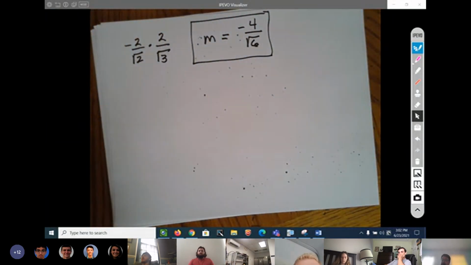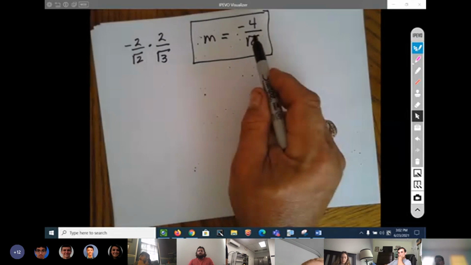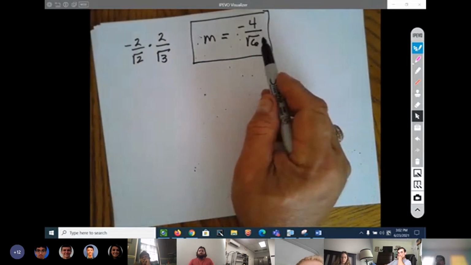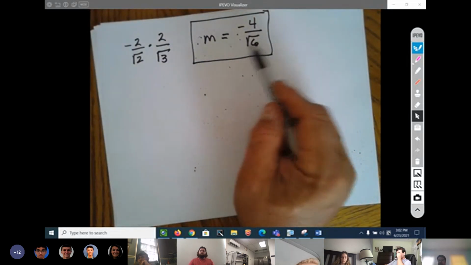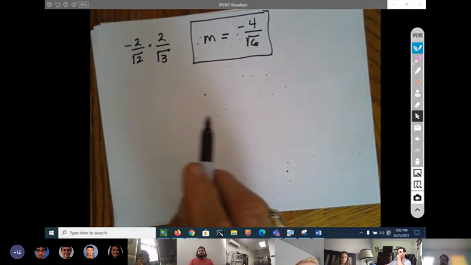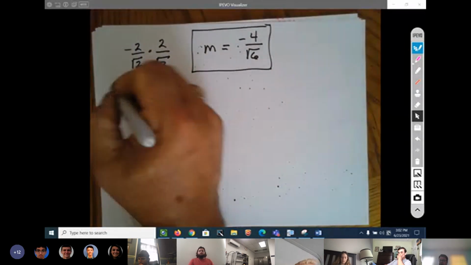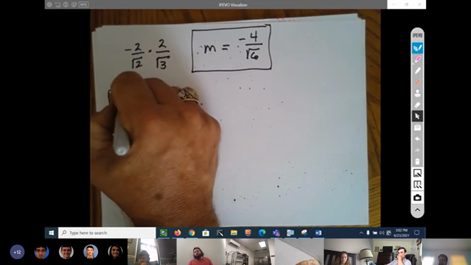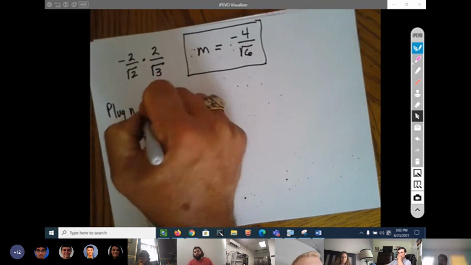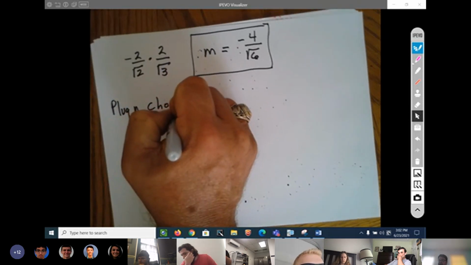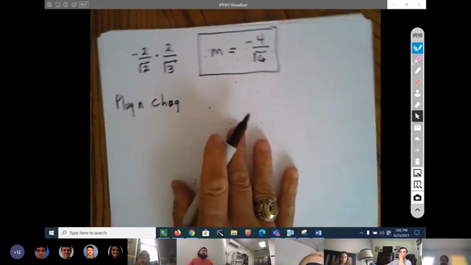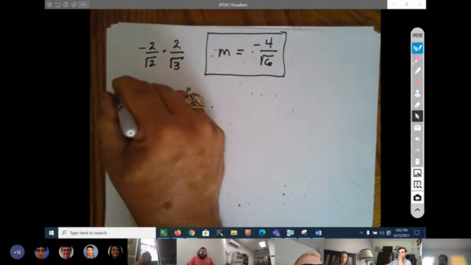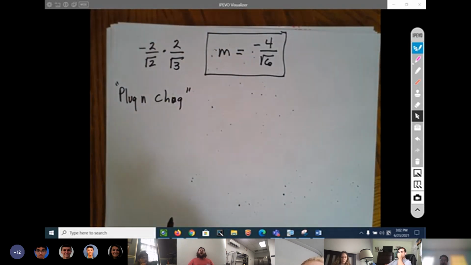Now, if you wanted to change that into 4 times the square root of 6 over 6 and then reduce it down, that's fine. But remember, we're plugging and chugging here. So it really doesn't matter if you reduce or not, you're still going to end up plugging and chugging, and it'll end up reducing before long.